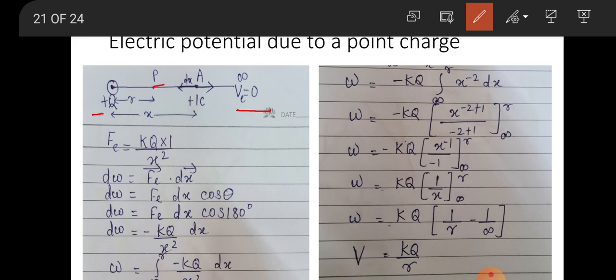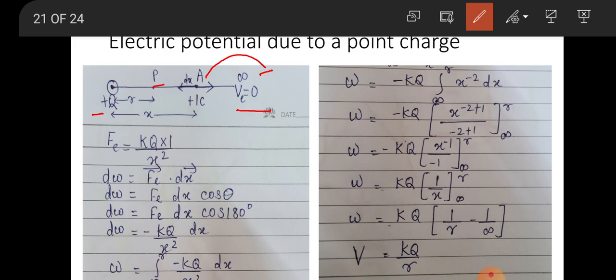Now what I'll do is, first I'll bring this charge which is at infinity to point A. And that is obviously against the direction of the electric field. So whatever work we have to do, that is equivalent to the electric potential. But before that, we will find the Coulomb's force between the two charges.